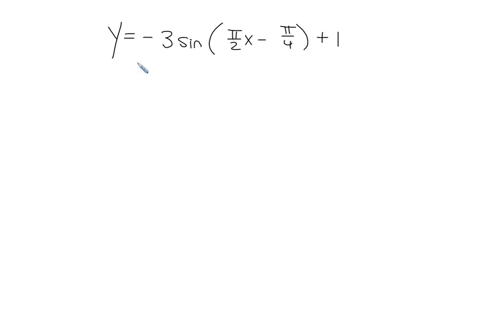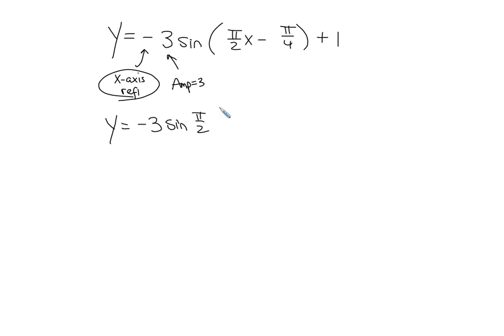Now, notice that we have an x-axis reflection. That's the negative. Notice that our amplitude is now 3. Notice that pi over 2 is inside the parentheses. That is no good. So we need to stop what we're doing and we need to rewrite this thing. Negative 3 sine, we need to factor the pi over 2 out. So pi over 2, then parentheses.